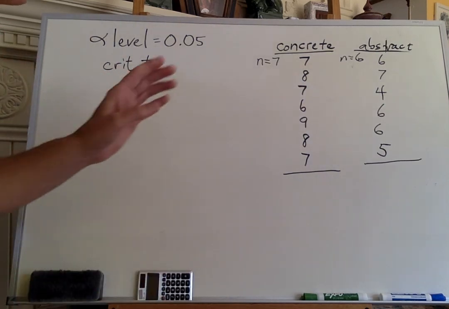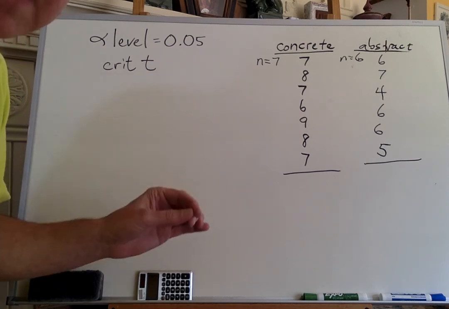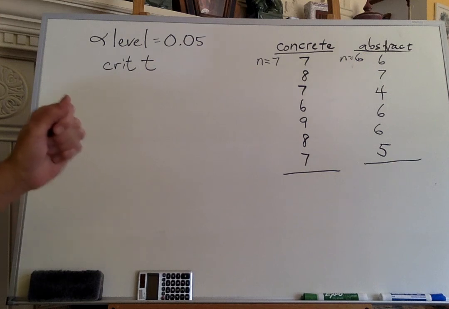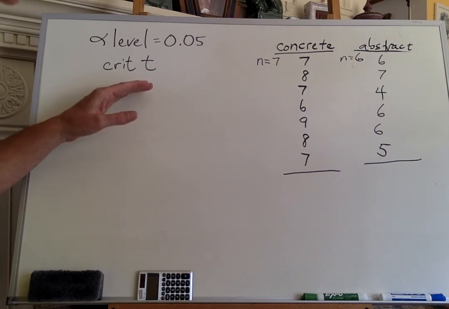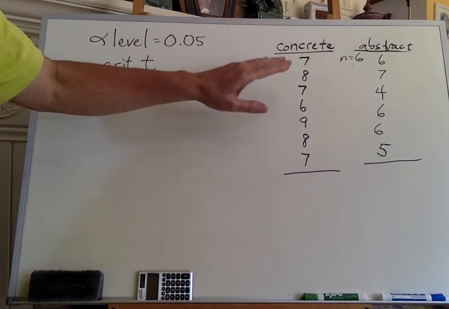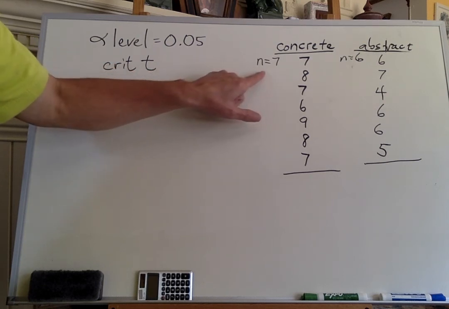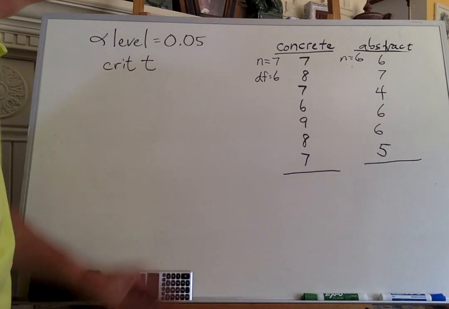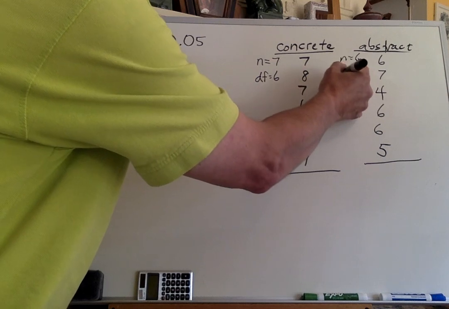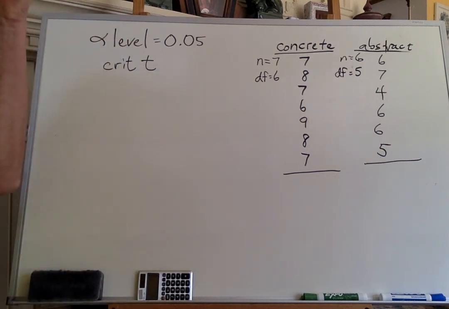We're going to use a t-test here because we don't have the population parameters. That is, we don't have mu, we don't have sigma. In fact, we know what degrees of freedom we would use here. For the concrete group, it's n-1, in this case 7-1, which is 6. So degrees of freedom here are 6. For the abstract group, it's n-1, so 6-1, or 5.